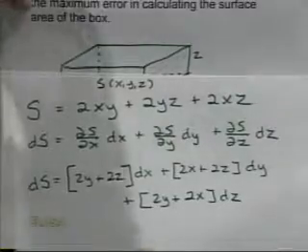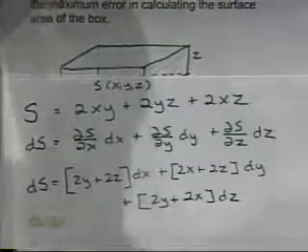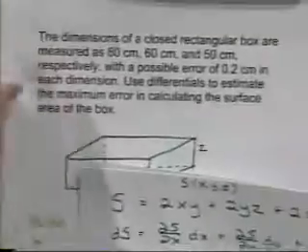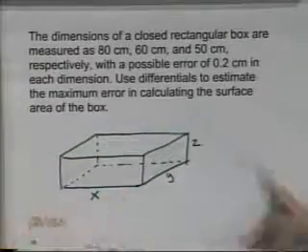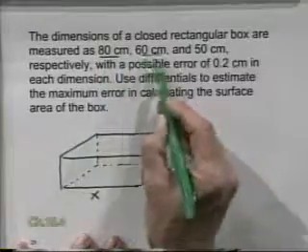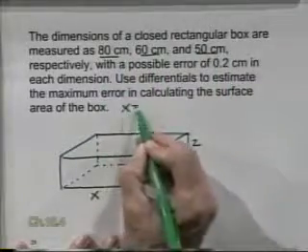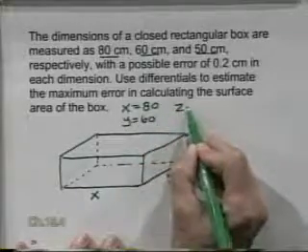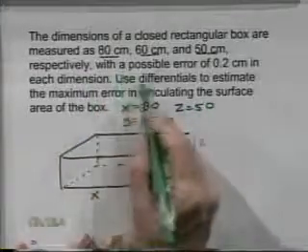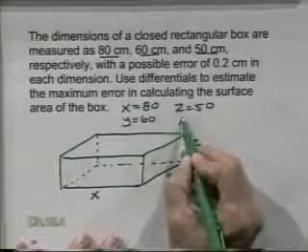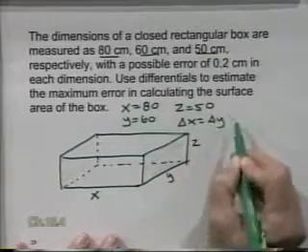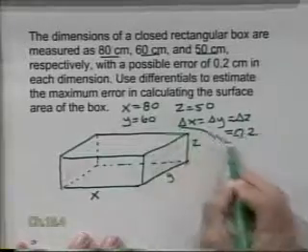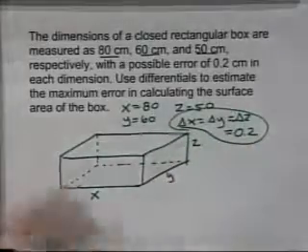Okay. Now I have to figure out what numbers to plug in, so let's go back and look. What numbers can we plug in? Let's look right back here. They say that the dimensions are 80, 60, and 50, so I'm going to let x be 80, y be 60, z be 50, and with a possible error of, so delta x, delta y, and delta z are all going to be 0.2. Okay, so playing plug in here.